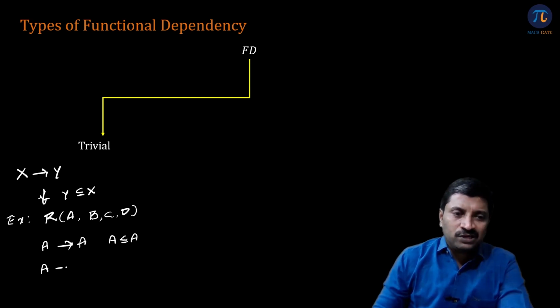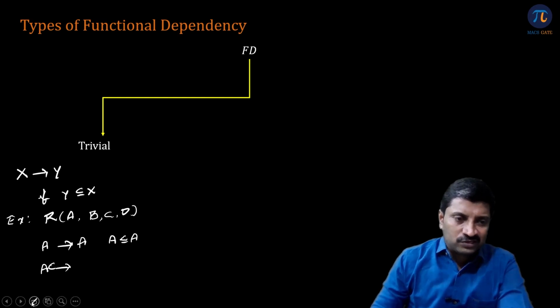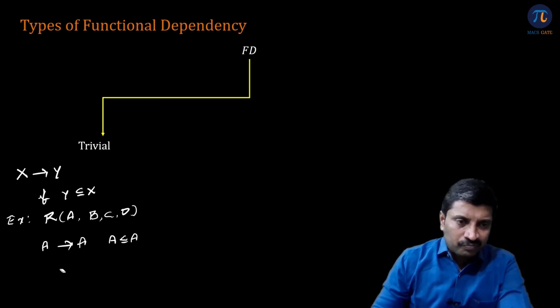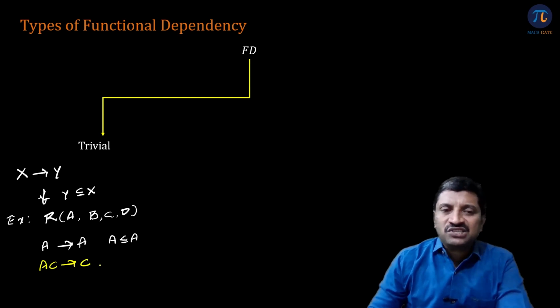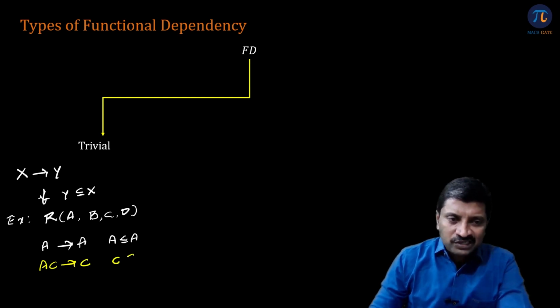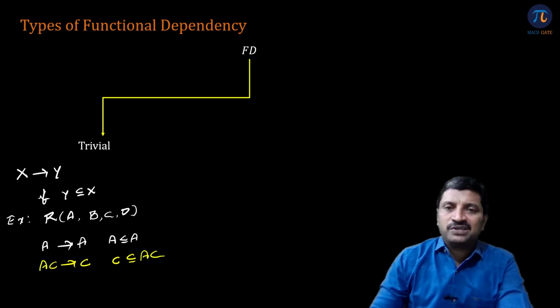What about this one, sir? Suppose I have written like this: A comma C goes to C. Can I say this is trivial, sir? Surely, because the right side is a subset of the left side. So this is a trivial functional dependency.